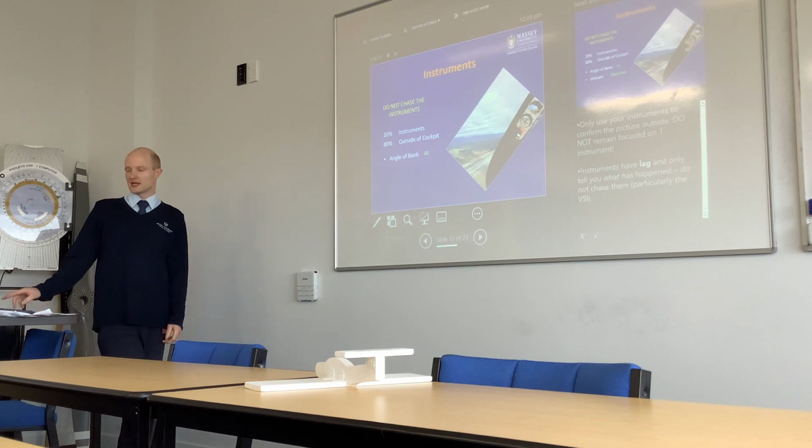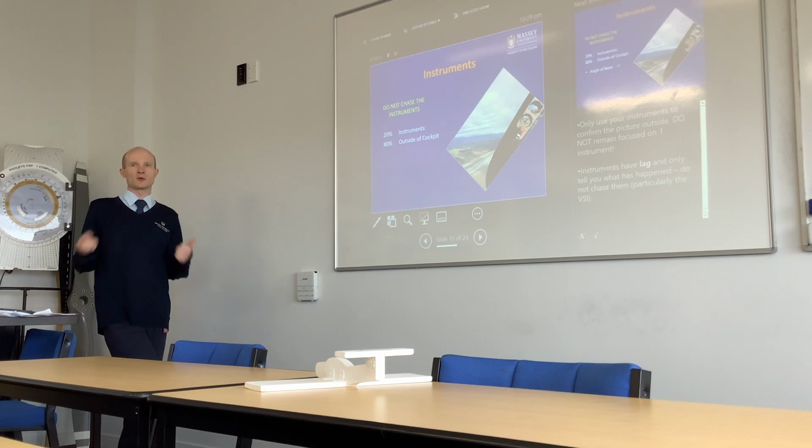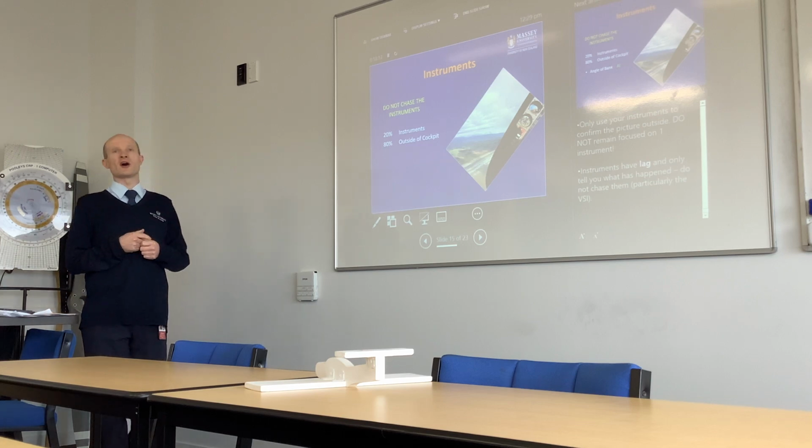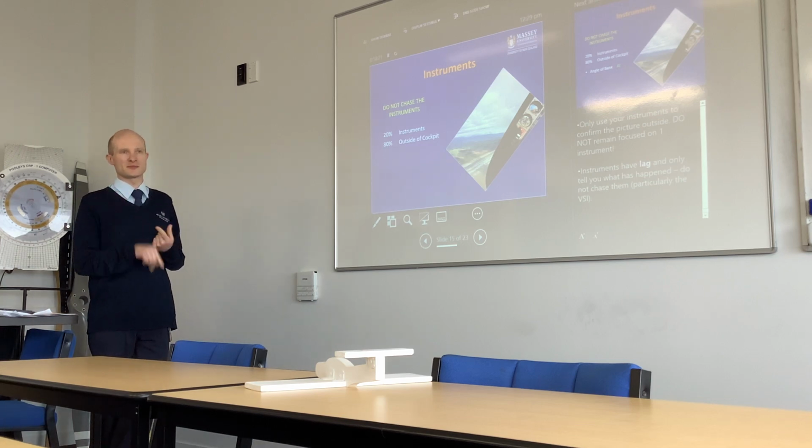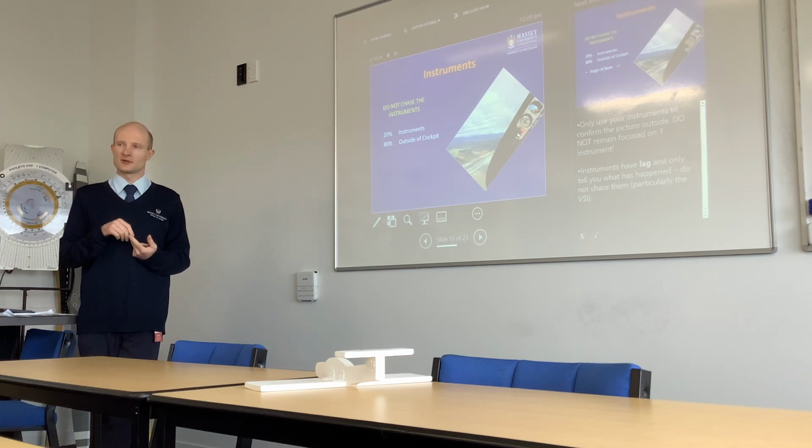So what instruments do you think are relevant? Link it back to the objectives. What do we want to do? We wanted 45 degrees angle of bank, so the AI. We want to be in balance, so the slip skid bar. We want to maintain altitude, so our altimeter.